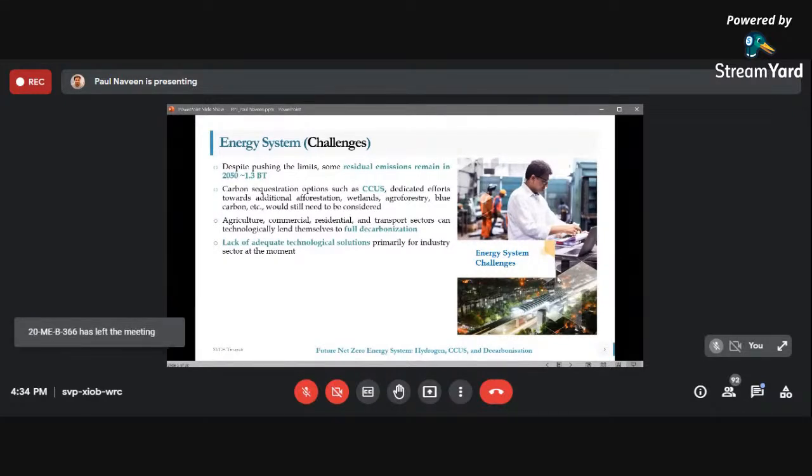And though a lot of advancements have been taking place, decarbonization has to be in line with the agricultural, commercial, residential, and transport sectors. And currently, what we also see is a lack of adequate technological solutions, especially for the industry sector. So we have to do a lot of R&D on this, a lot of projects. In our third year or fourth year, we have to concentrate on these technological solutions, how we can provide a technology so that we can have the energy the current energy sector is providing us.